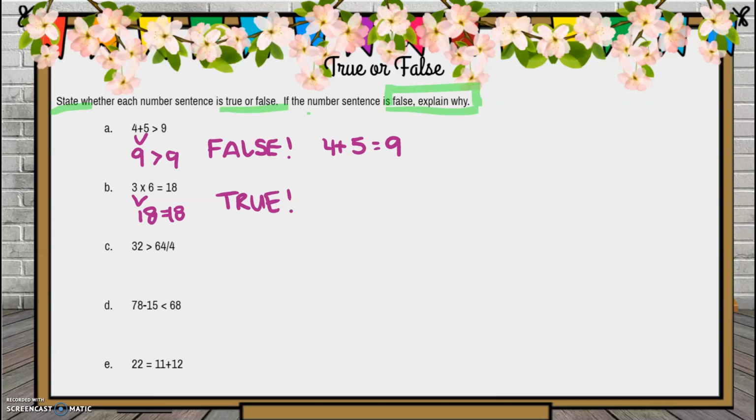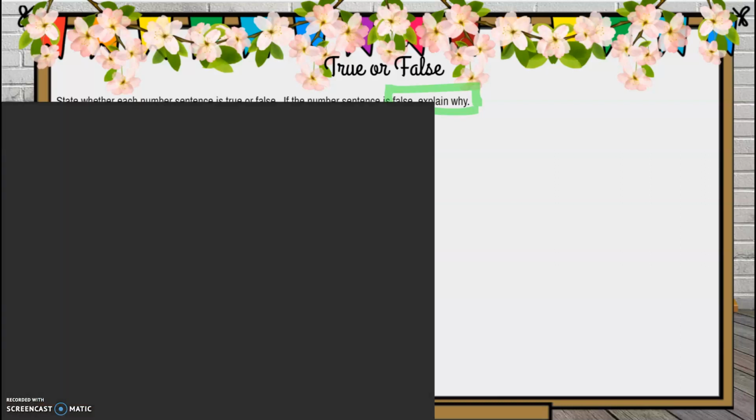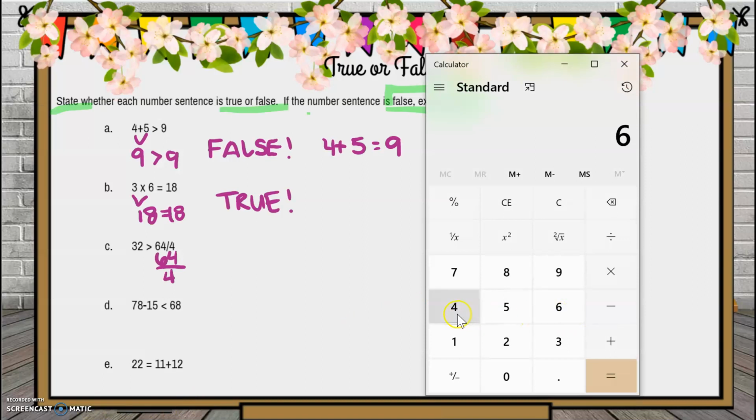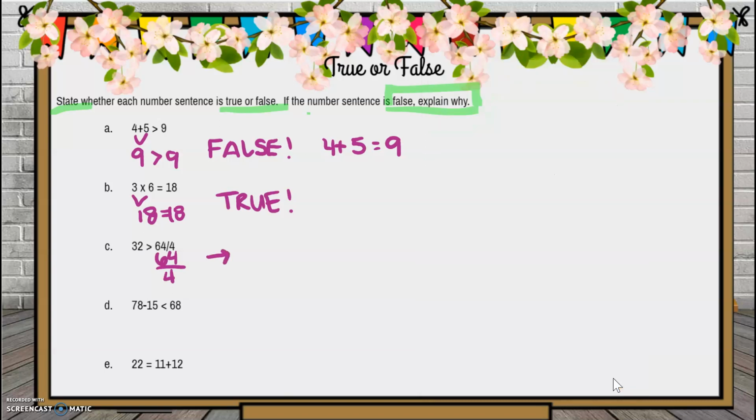32 is greater than 64 divided by 4. So 64 divided by 4. If I was to pull up my calculator, 64 divided by 4 is equal to 16. So I can rewrite that as 32. Is that greater than 16? That is also true.